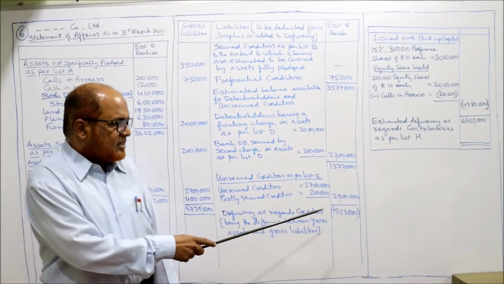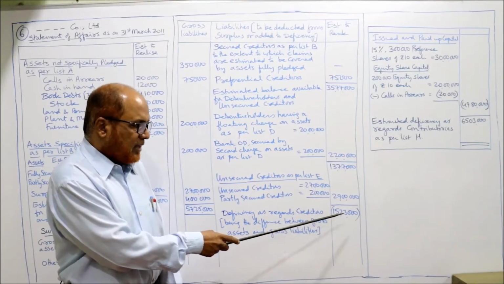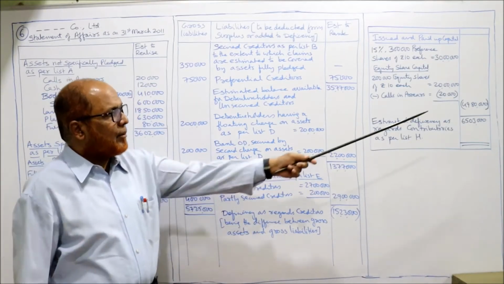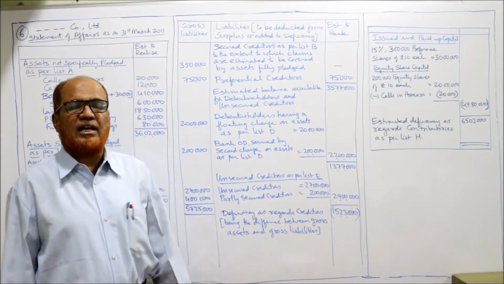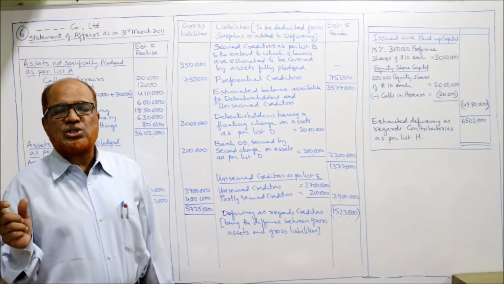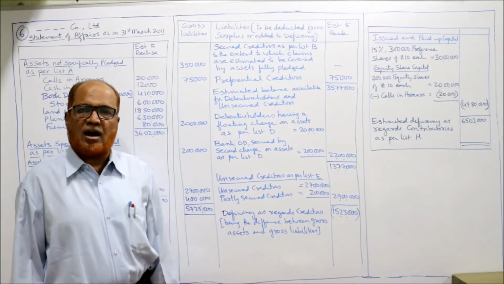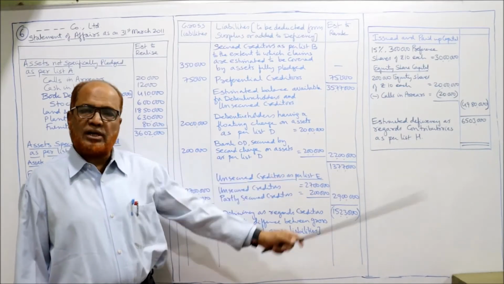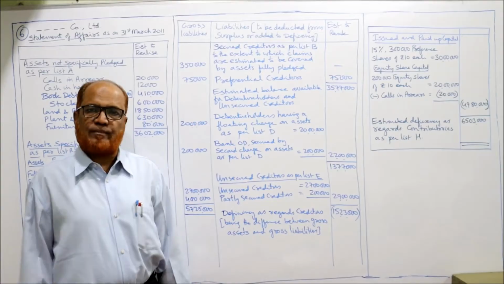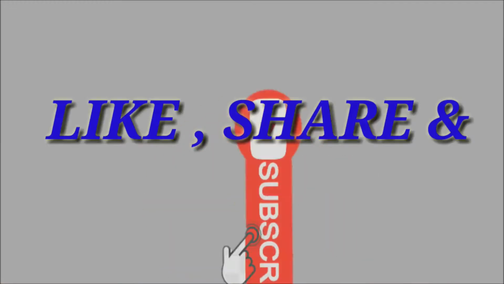Now, already there is a deficiency of 15 lakh 23,000. So minus 15 lakh 23,000 minus 49 lakh 80,000. You will get minus 65 lakh 3,000. So 65 lakh 3,000 is the total deficiency as regards contributories. As regards contributories as per list H. That's it. This is the end of problem number 6.